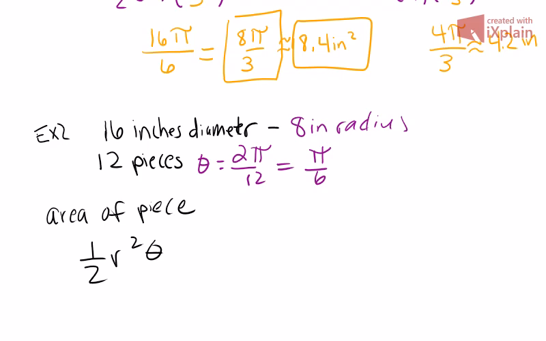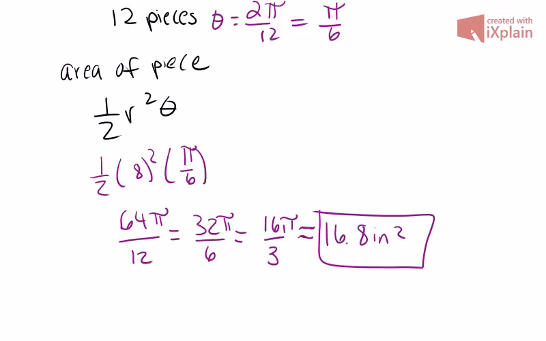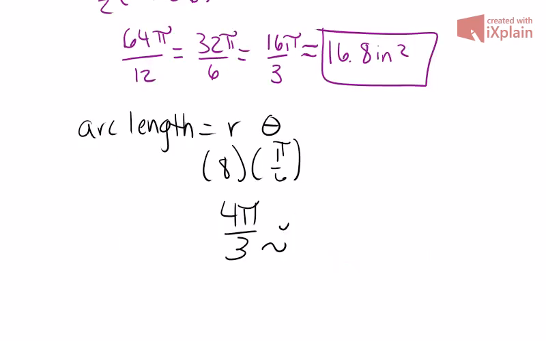So first we want to remember that our radius is half of the diameter, so we have an 8-inch radius. And if we're taking our entire pie and dividing it into 12 pieces, that means 2 pi divided by 12, which is pi over 6. Now we want to substitute into our formulas. So for our area, we've got about 16.8 inches squared. So for arc length, r times theta, we've got 8 times pi over 6, or 4 pi over 3, which is about 4.2 inches.